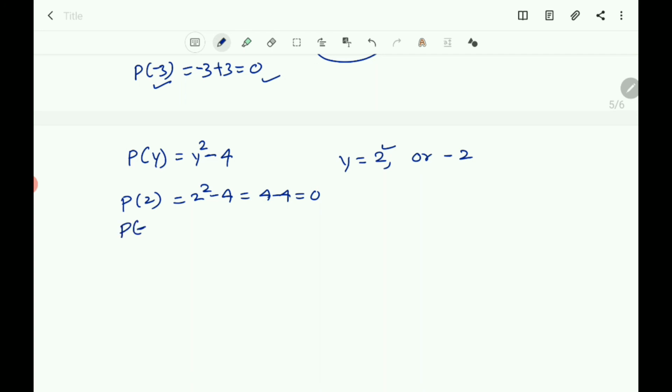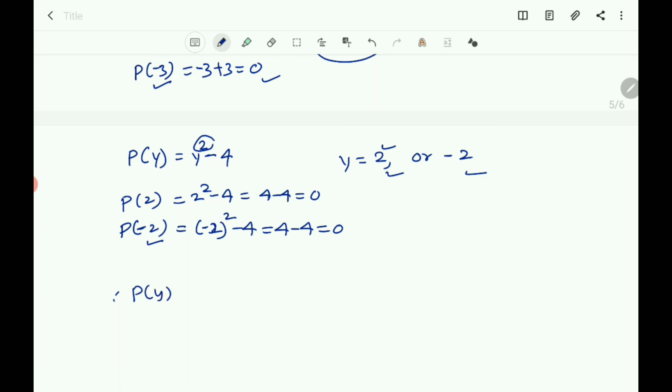Now take p of minus 2. P of minus 2 equals minus 2 whole square minus 4. Minus 2 whole square is 4, minus 4 equals 0. Then minus 2 is also a root of the polynomial y square minus 4. So, as the power is 2, it has 2 roots, 2 zeros. Which are the 2 zeros here? 2 and minus 2.